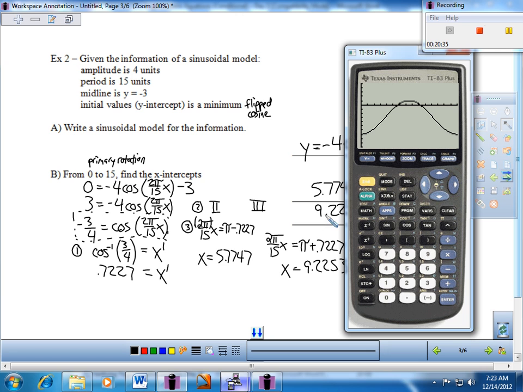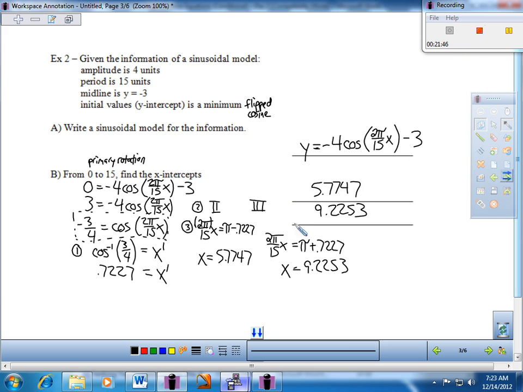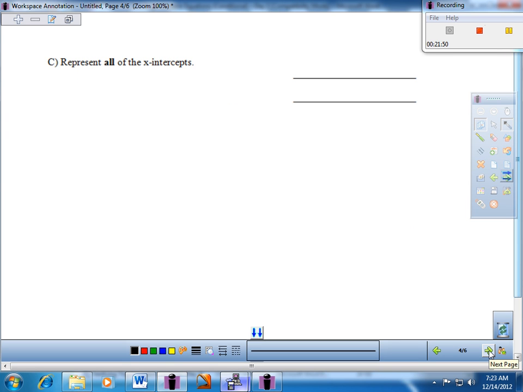Now remember, everyone, the idea is that this is going on again and again and again. So these two intercepts are going to keep repeating over and over. The question is, after how many units do they repeat? So that brings us to the next question. Here's where we want to be a little careful, and I need to clarify what we did last time around. I guess this was from day one. It says represent all of the x-intercepts. Okay, well, let's talk about this.